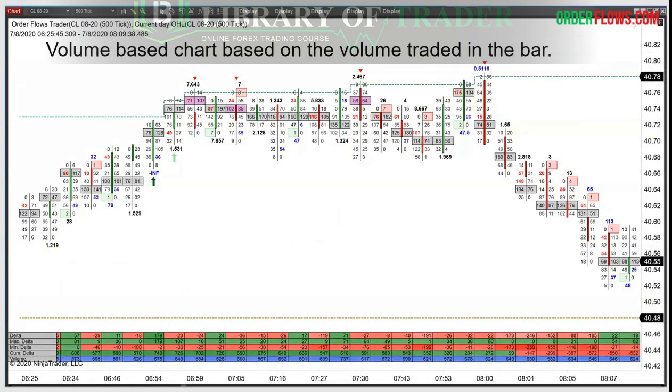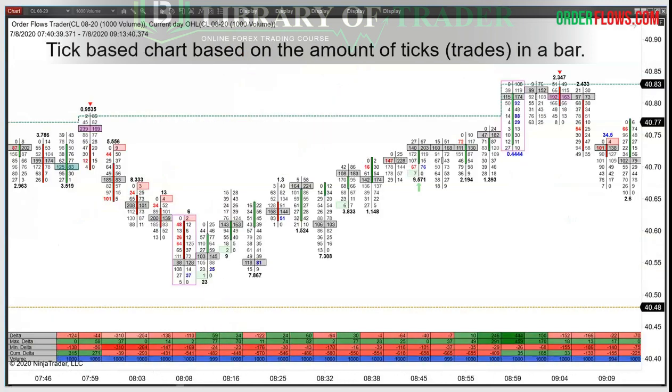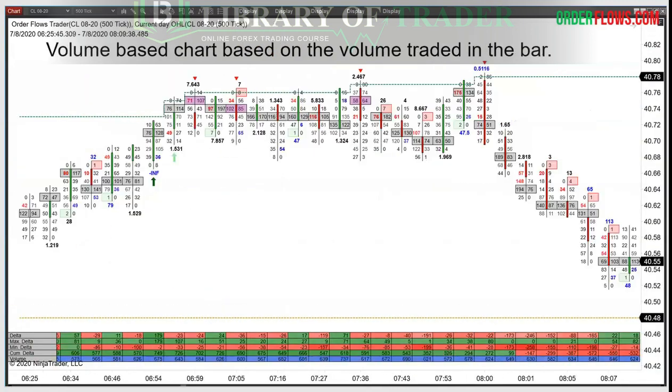Volume-based charts is something that a lot of traders also use. And again, this comes down to what you're comfortable with, right? You can see, there's no fixed time factor. It's based on the volume traded. Oh, this one's a tick-based chart actually, but it's based on the amount of ticks in the chart. Okay, this is the volume chart. I got them backwards. This is a tick-based chart.